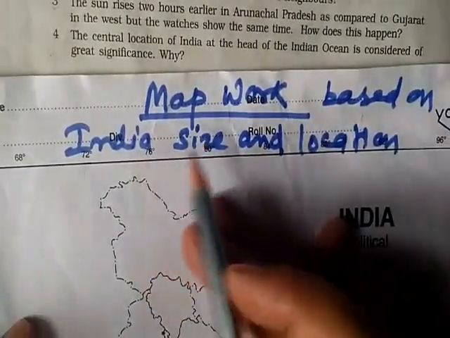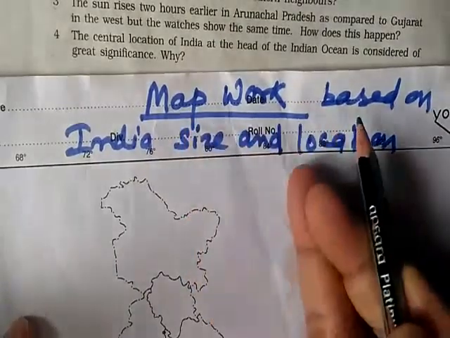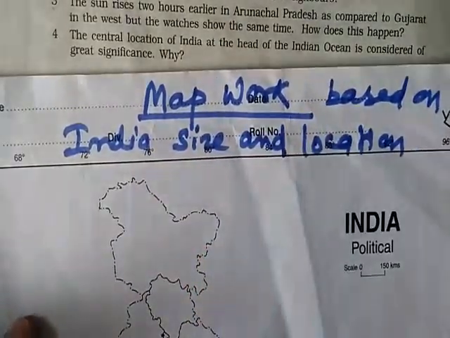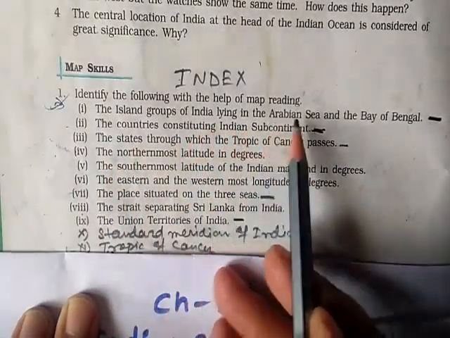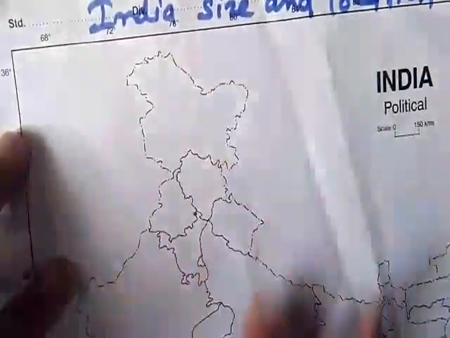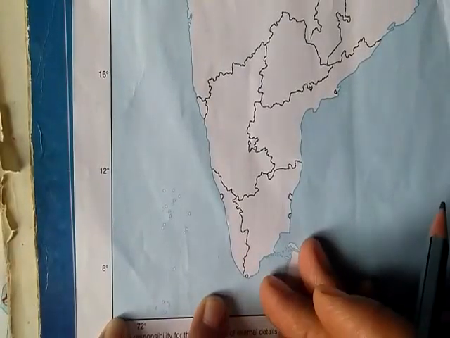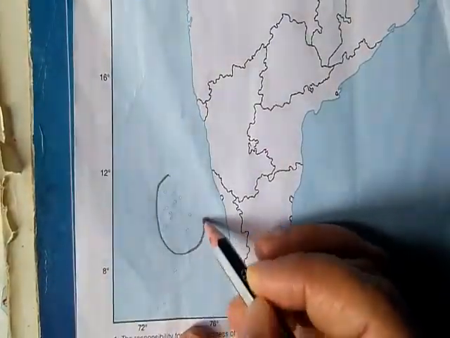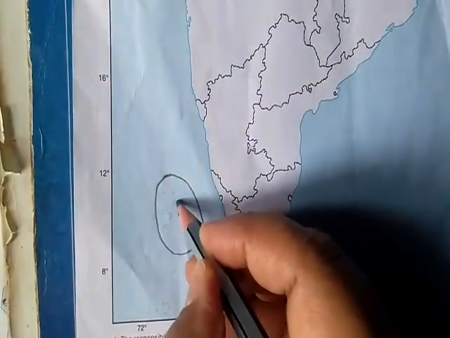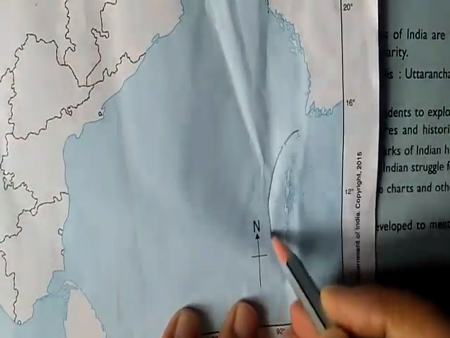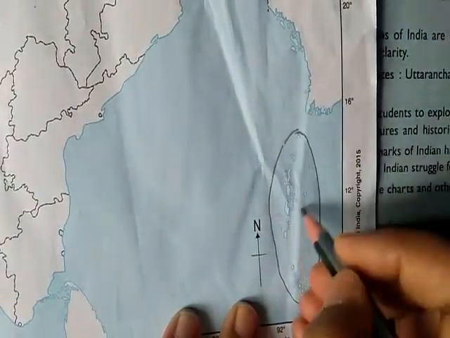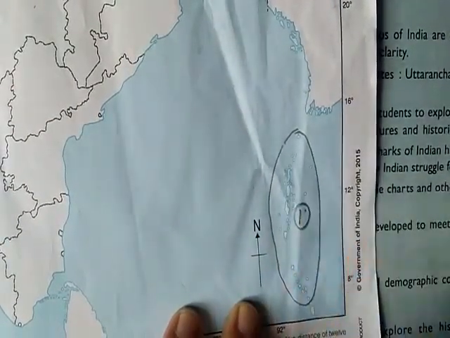Now you will take a map and first of all give a heading, like I have given here, map based on India size and location. Question number 1 is the island group of India lying in Arabian Sea and Bay of Bengal. So let's do it. Island group lying in Arabian Sea, Lakshadweep, and give here question number 1. Then the other is the island group lying in Bay of Bengal, like this, question number 1.